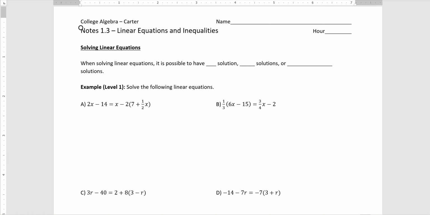Hello and welcome to our notes for section 1.3, linear equations and inequalities. Now we're going to break this section up into a few days. So today we're going to just focus on solving linear equations.